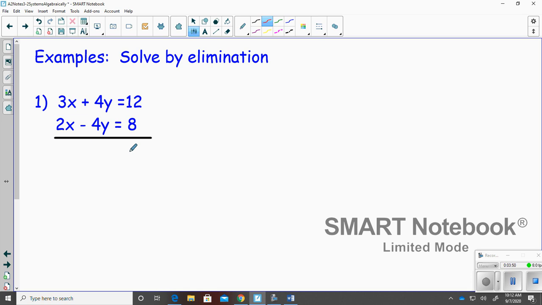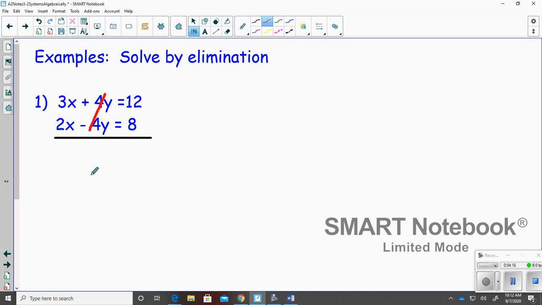I want you to notice that when you look at the coefficient of x, when you add 3 plus 2, it gives you 5. So these do not cancel right now. The y coefficient does cancel because positive 4 minus 4 is 0. This is an easy example of this process, it's already ready for me to solve because the variable y is gone.